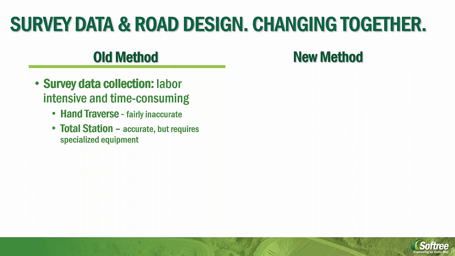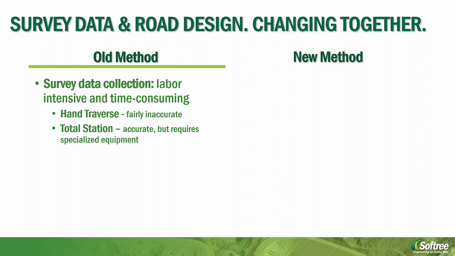Hand traverses are fairly inaccurate, just inevitably given the tools used. You're dragging a chain through the woods, figuring out your turning angle with a compass, and figuring out your slopes with a clinometer. Clinometers can be fairly inaccurate, and if you're on fairly flat ground, being a percent out could mean the difference between the water traveling ahead versus behind you. So yeah, that's the limitations of that.